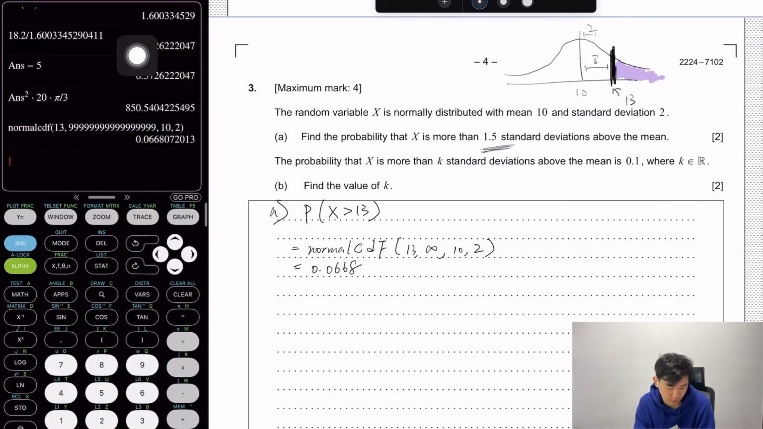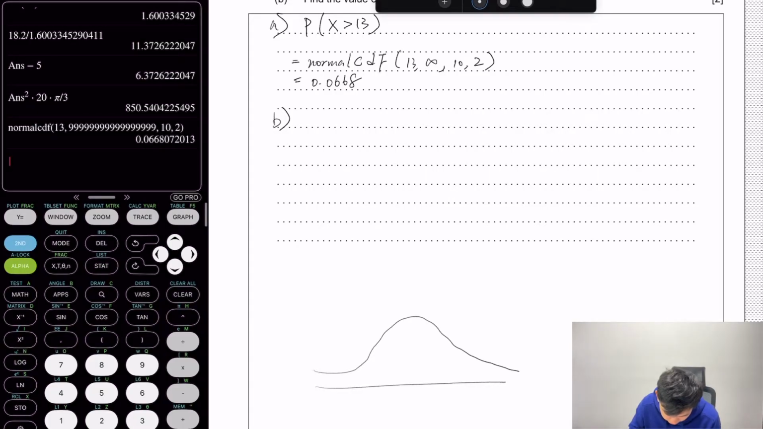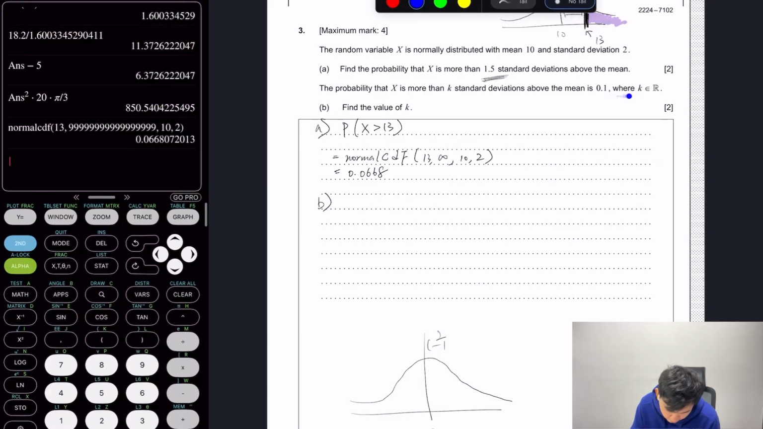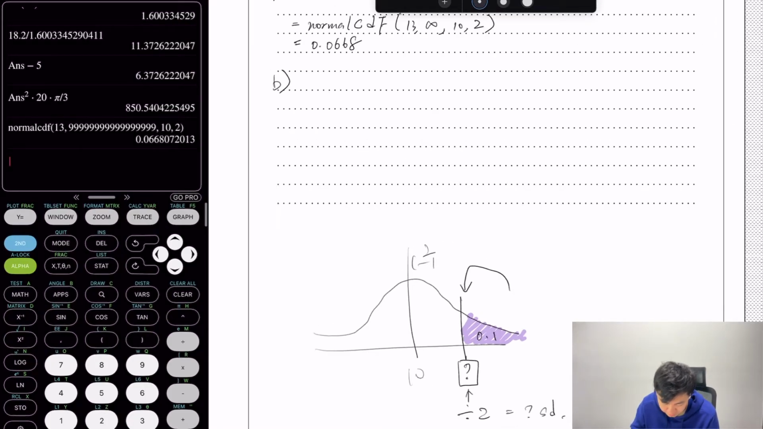So we're gonna use the inverse norm, okay? We use the inverse norm because now if we sketch the diagram, it should look like this. Again, this is 10, that's 2, right? So when it's asking for k standard deviations above the mean is 0.1, that means now they give you that this part is actually 0.1 already. Then you're going to deduce what this number is, and then this number has to be further divided by 2 to know how many standard deviations it is, okay?